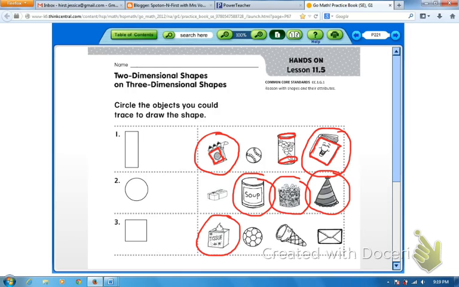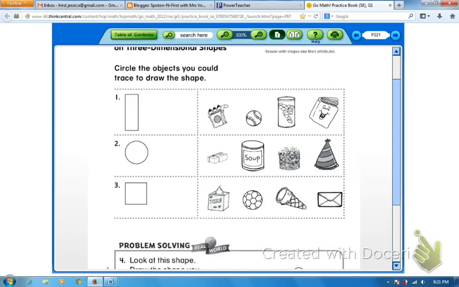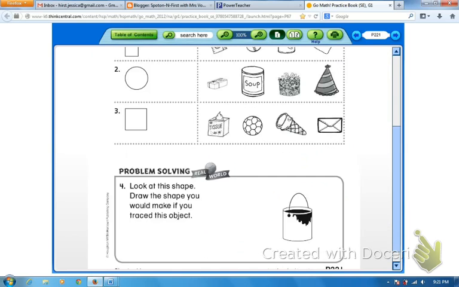At the bottom of the homework on the problem solving, it says, look at the shape. Draw the shape you would make if you traced this object. So if we were to trace either the top or the bottom of our paint can, we would be able to see that the shape that is on our flat surface is a circle.